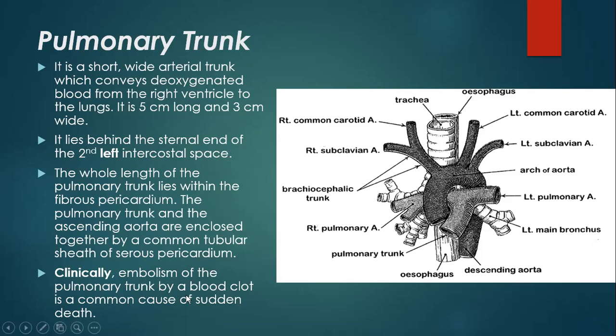Clinically, embolism of the pulmonary trunk by a blood clot is a common cause of sudden death. Usually, because it is a large artery, the blood clot can easily go here. But as soon as it divides into pulmonary arteries, the blood will clot here, because the clot cannot go further. So clinically it has been shown that the pulmonary trunk usually shows a blood clot. A common cause of sudden death will be a blood clot in the pulmonary trunk.